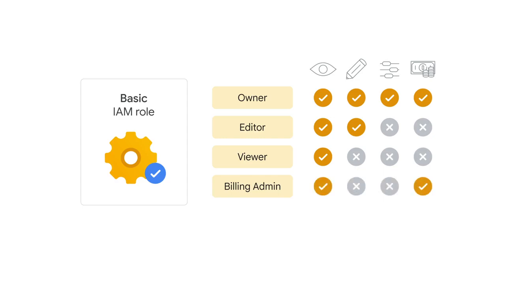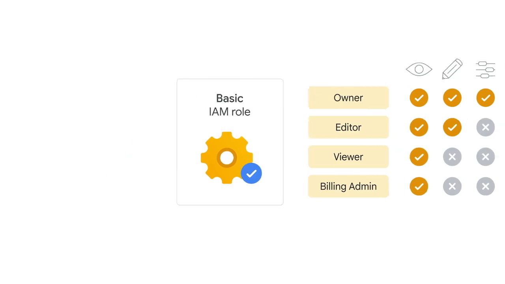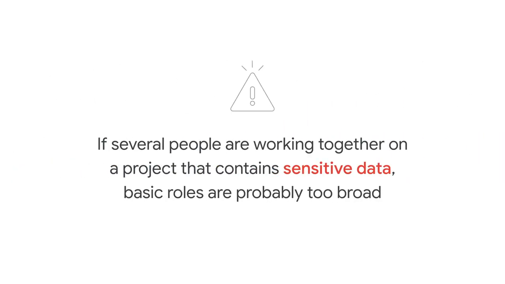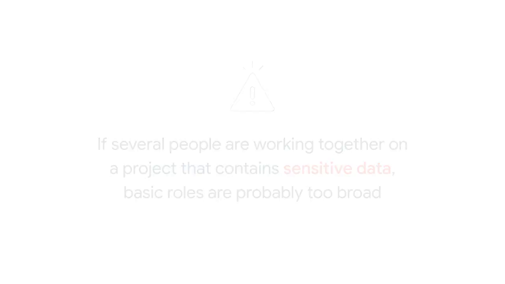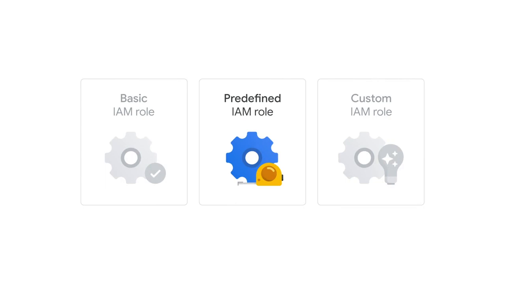Often, companies want someone to control the billing for a project but not be able to change the resources in the project. This is possible through a billing administrator role. A word of caution: if several people are working together on a project that contains sensitive data, basic roles are probably too broad. Fortunately, IAM provides other ways to assign permissions that are more specifically tailored to meet the needs of typical job roles. This brings us to the second type of role: predefined roles.